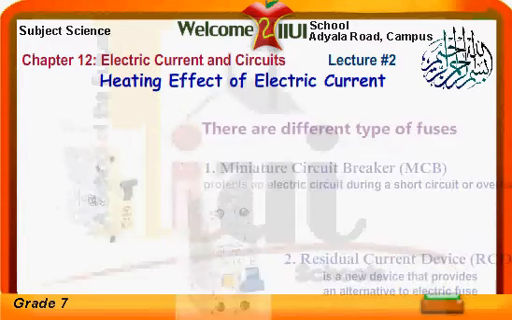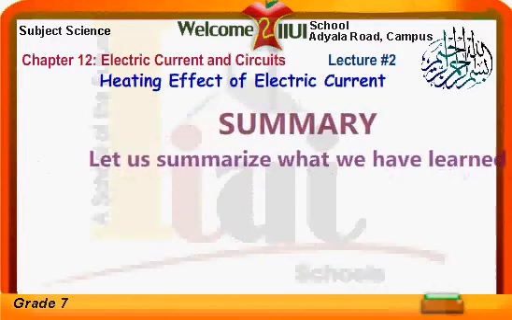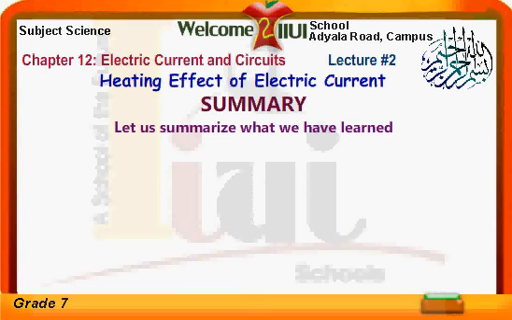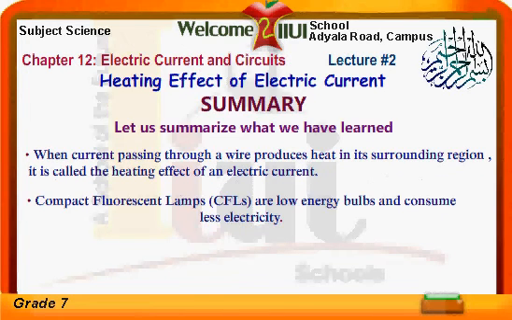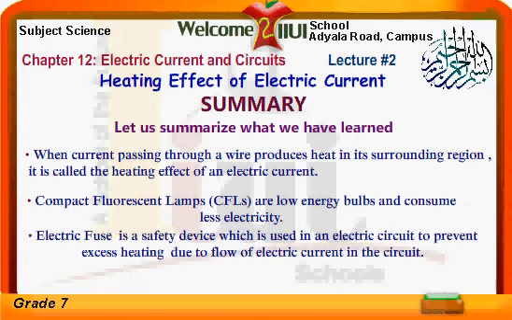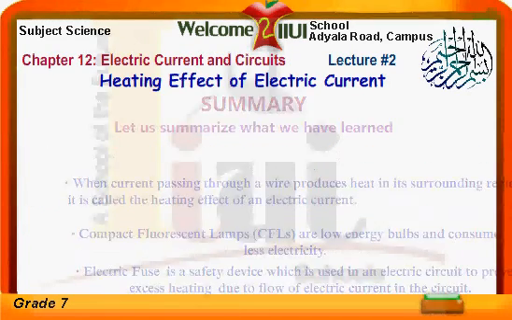Let us summarize what we have learned. When current passing through a wire produces heat in its surrounding region, it is called the heating effect of an electric current. Compact fluorescent lamps are low energy bulbs and consume less electricity. Electric fuse is a safety device which is used in an electric circuit to prevent excess heating due to flow of electric current in the circuit.